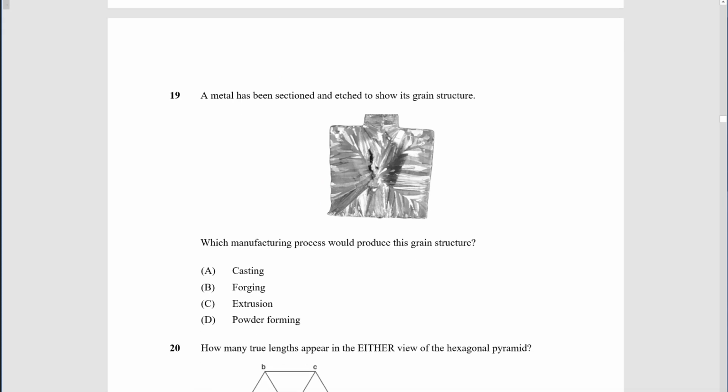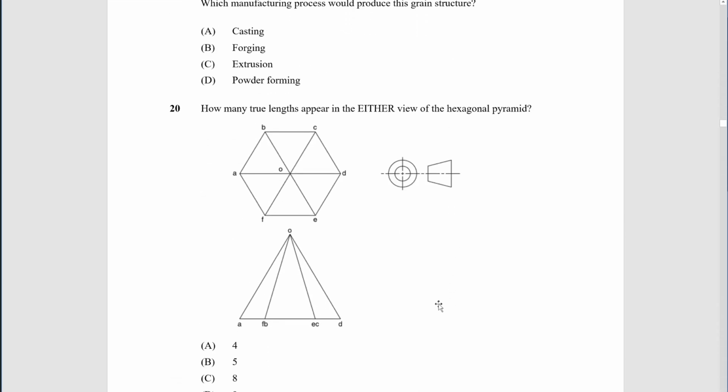Okay, a metal has been sectioned and etched to show its grain structure. Which manufacturing process would produce this grain structure? That's casting. I think it's a pretty easy question for question 19.